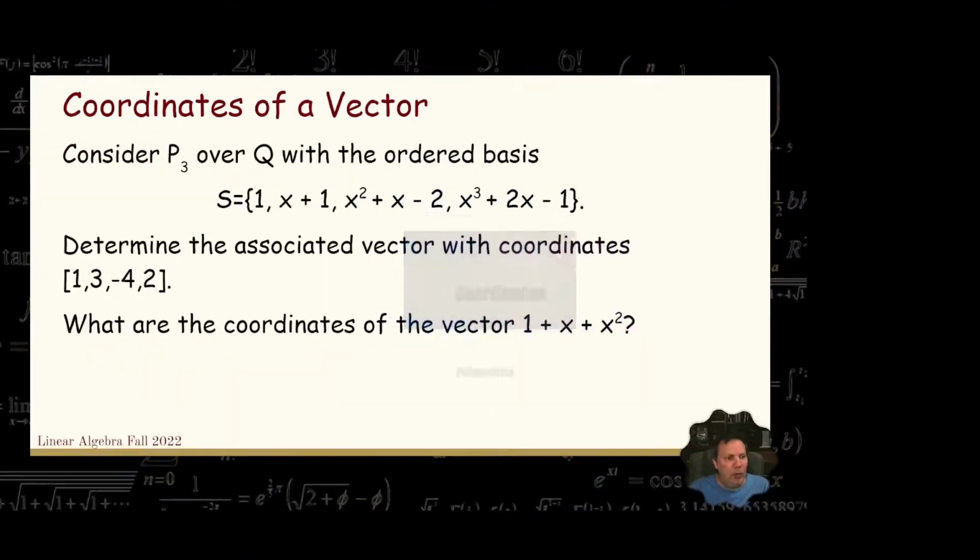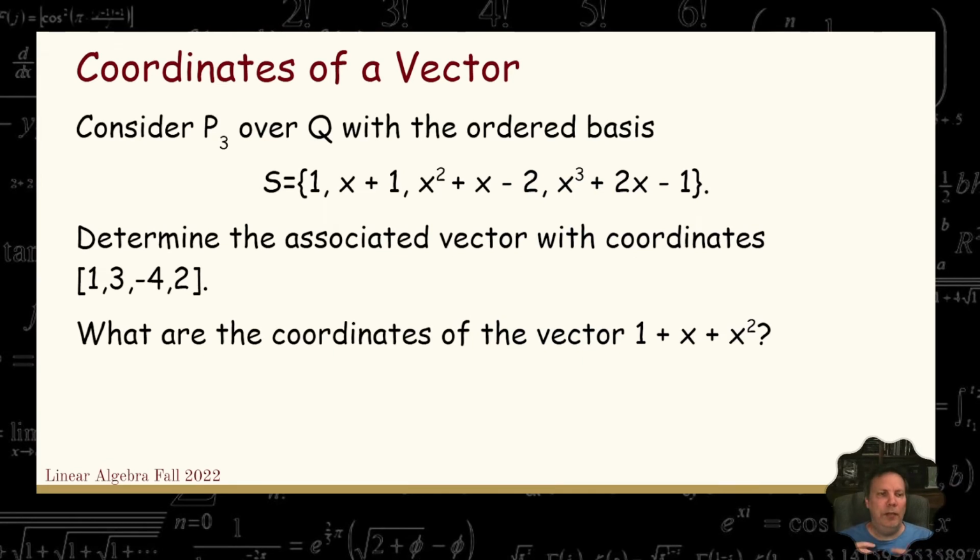In this video, I want to talk about the coordinates of a vector, specifically with respect to a basis. So consider P3, the set of polynomials of degree less than or equal to 3. I'm going to look at this following basis here, and I already know this is a basis from some previous work that I did. So I have four vectors here. And what I want to do is figure out the vector associated with these coordinates.